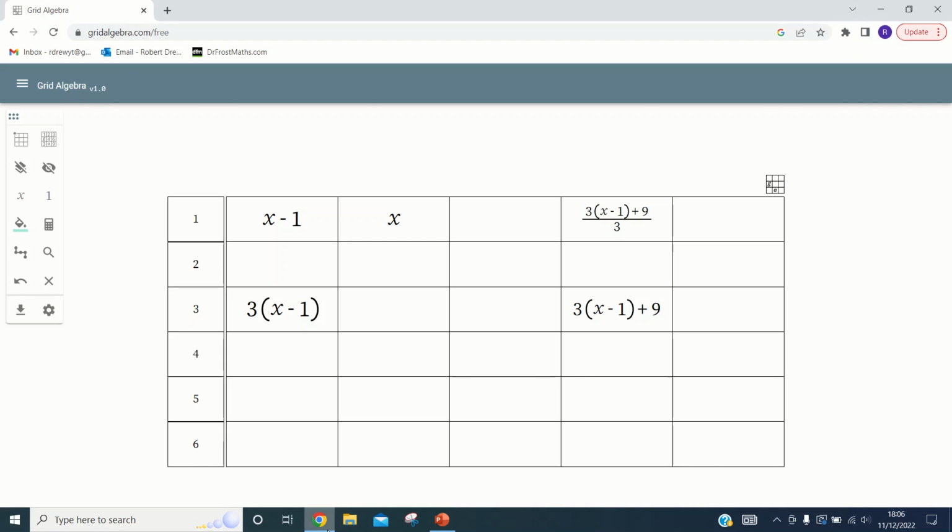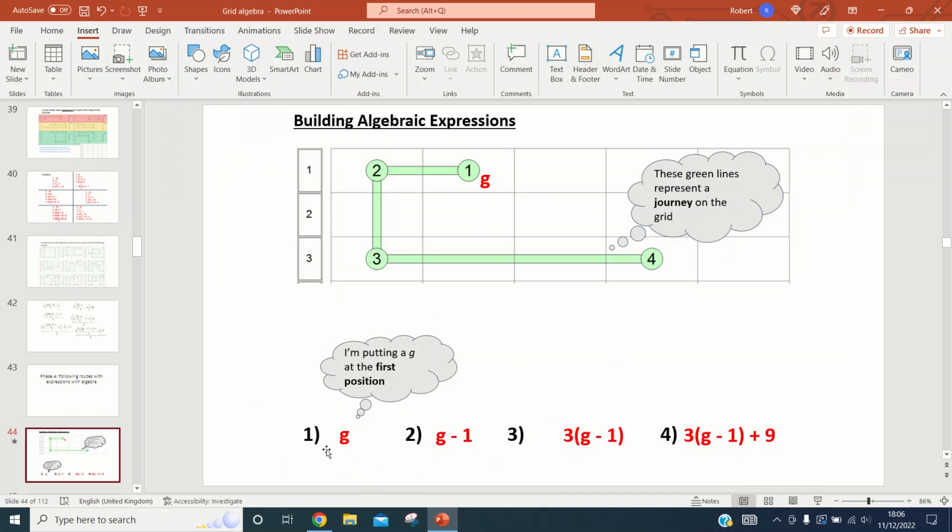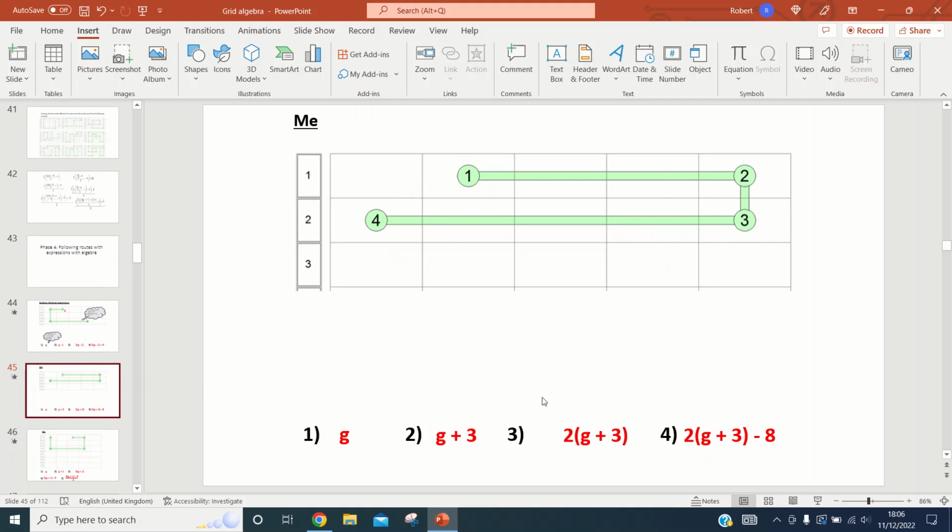It's a really easy transition for the kids to make because all you're doing is replacing the starting thing with a G or an X or whatever letter you want them to pick. It's really up to you. And then you just do the same thing. And suddenly they're building up nice algebraic equations.